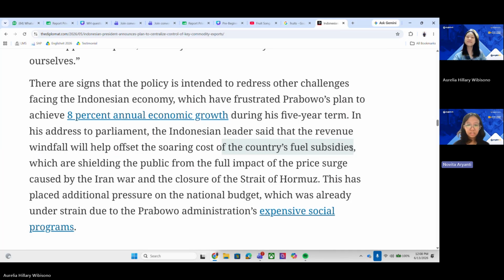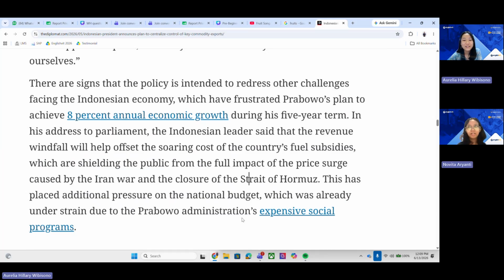Will help offset the soaring cost of the country's fuel subsidies, which are shielding the public from the full impact of the price surge caused by the Iran war and the closure of the Strait of Hormuz. This has placed additional pressure on the national budget, which was already under strain due to the Prabowo administration's expensive social programs, which is MBG. This one is really depressing, really unnecessary, and costs a lot without the benefit that can be taken by the country. So basically, the drawbacks outweigh the benefits.